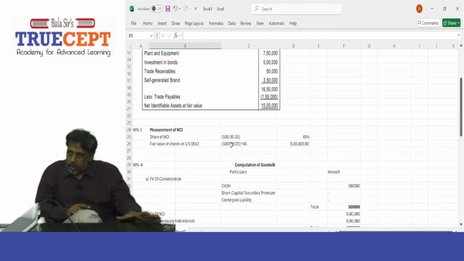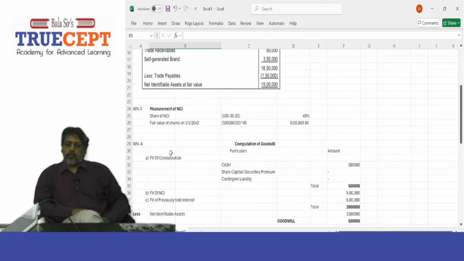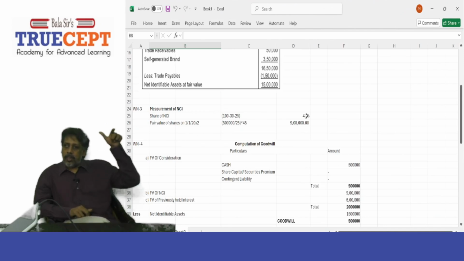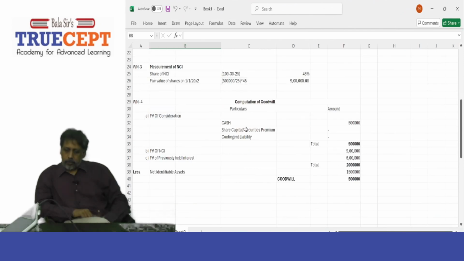That is same as what is there in the answer. And then comes a non-controlling interest. Again, we want to use the 1st Jan X2 acquisition. So 25% is 5 lakh. What is for 45% NCI? How much do you get? 9 lakh rupees.